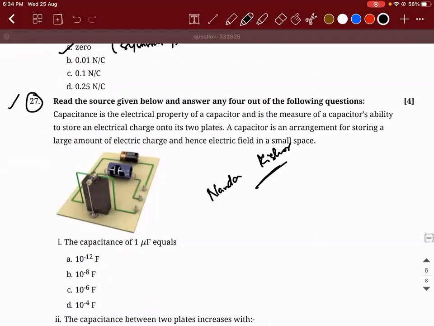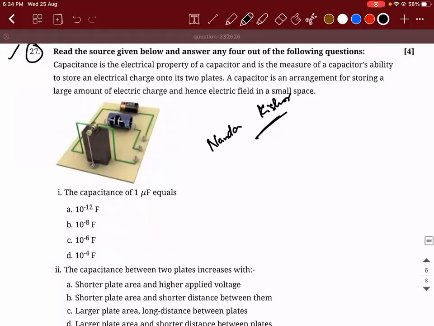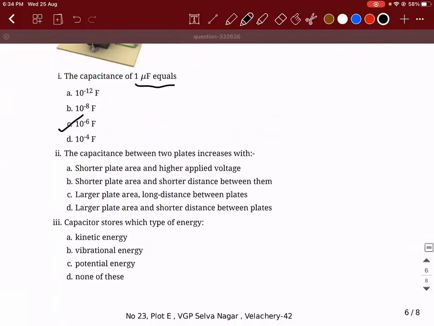So 27th is about capacitance. So 1 microfarad is equal to how much? Sir, option C, 10 to the power minus 6 farad. Correct. The capacitance between two plates increases with larger plate area and shorter distance between the plates, option D. Very good. Reason? C should be directly proportional to A and inversely proportional to D.